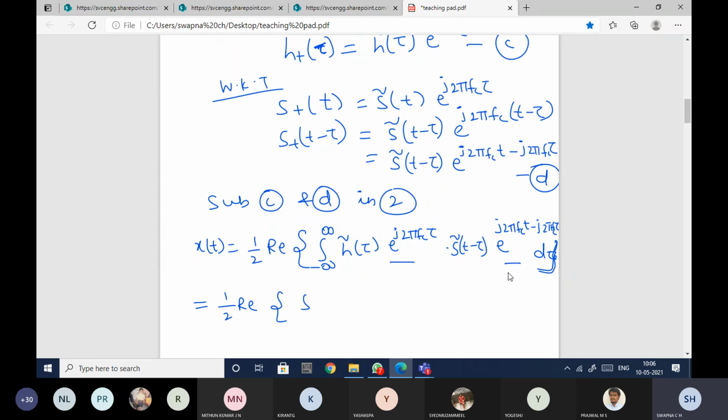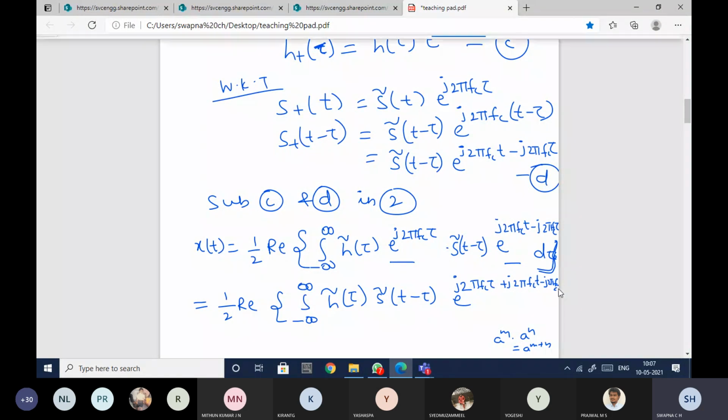This is in the form of a^m into a^n, so I can write it as a^(m+n). Let me rearrange. So the integral from minus infinity to plus infinity of h tilde of tau, s tilde of t minus tau, e^(j 2 pi fc t). A^m into a^n can be represented as a^(m+n), so the same thing I'll use here also: e^(-j 2 pi fc tau) plus this one plus j 2 pi fc t minus j 2 pi fc tau.